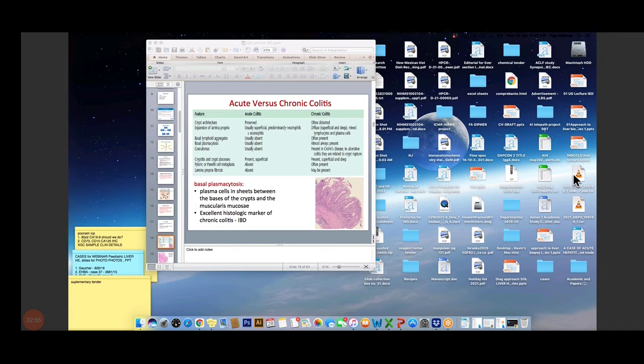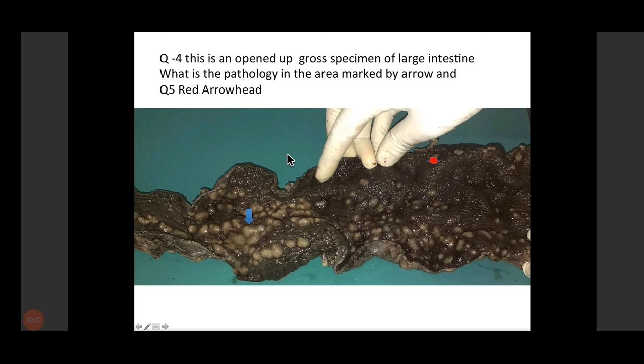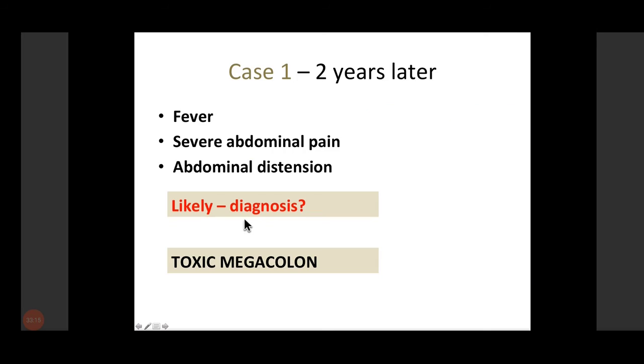Yes, so the red is ulceration and the blue is pseudopolyp. Very nice. Vishwa, Rakesh and Shashwat. Thank you. At least I know somebody is listening to the lecture. So this is a gross photograph of a case in our department wherein this red arrow shows all the ulceration and the blue arrow shows the pseudopolyps.